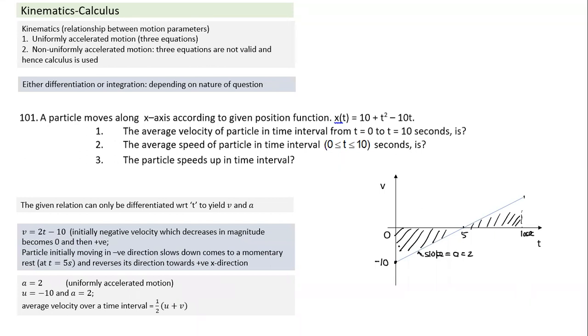Gayatri, can you calculate this one now, all parts? Yes, sir. Okay. Next one.